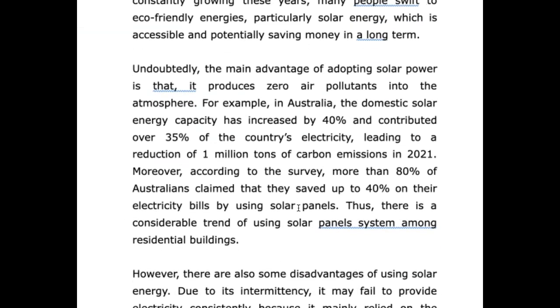Undoubtedly, the main advantage of adopting solar power is that it produces zero air pollutants into the atmosphere. For example, in Australia, the domestic solar energy capacity has increased by 40% and contributed over 30% further, leading to a reduction of 1 million tons of carbon. Beautiful sentence. Moreover, according to the survey, more than 80% of Australians claim that they saved 40% of their electricity on solar panels. Thus, there is a consideration of use of solar panel systems, energy systems, among residential buildings.